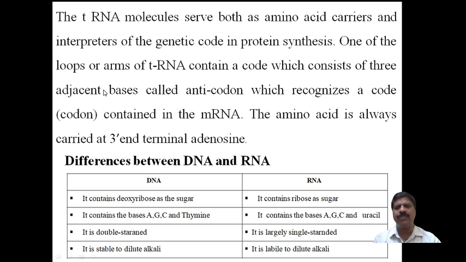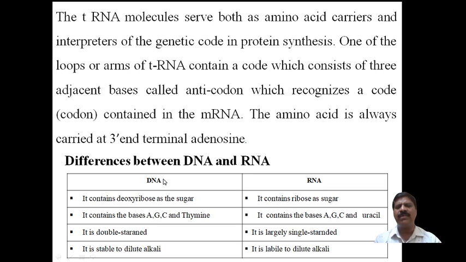One of the loops or arms of the tRNA contains a code which consists of 3 adjacent bases called the anticodon, which recognizes a codon contained in the mRNA. The amino acid is always carried at the 3 prime terminal end, at adenosine. This is about the structure, which is similar to the structure I have just explained.